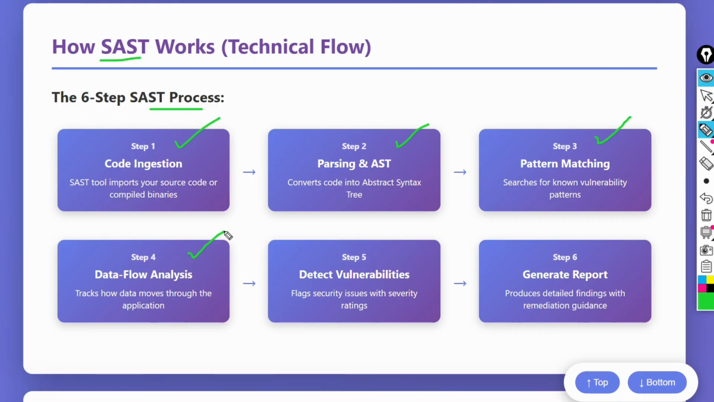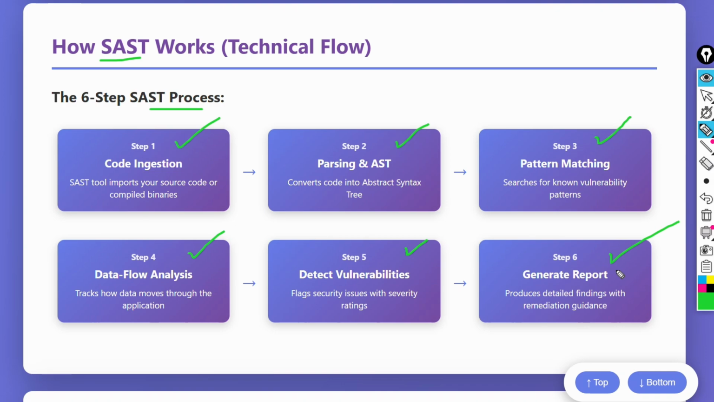Okay, so whenever the data is flowing, is there anything exposing any sensitive information like that. Okay, and the next step, which is step 5, it will detect vulnerabilities. In this particular stage, the tool flags the potential security issues and assigns a severity rating also, so you can know which problems are critical or high, and which problems cause major and minor severity.